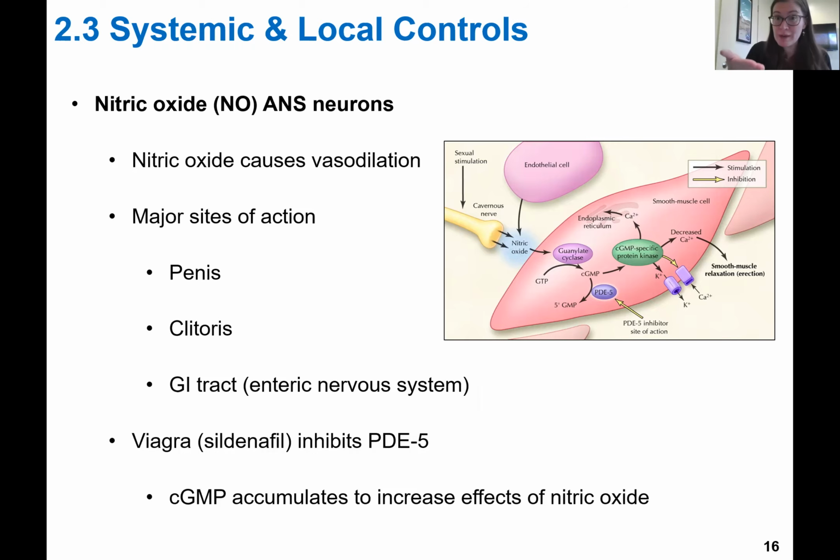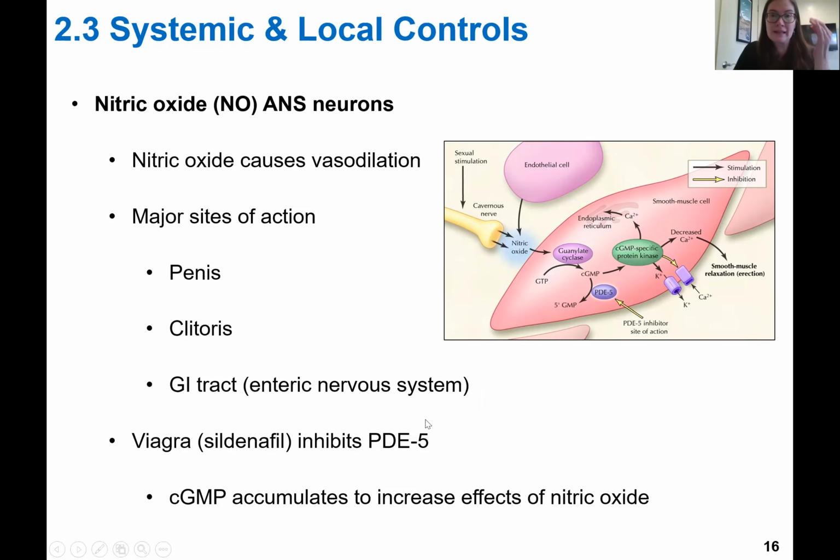And then that blood gets trapped in there because you actually constrict on the venous end of it and you don't let it go out. And so then we're going to allow blood in and not let it go out for the period of sexual stimulation. And that is what is going to make the tissue become erect.